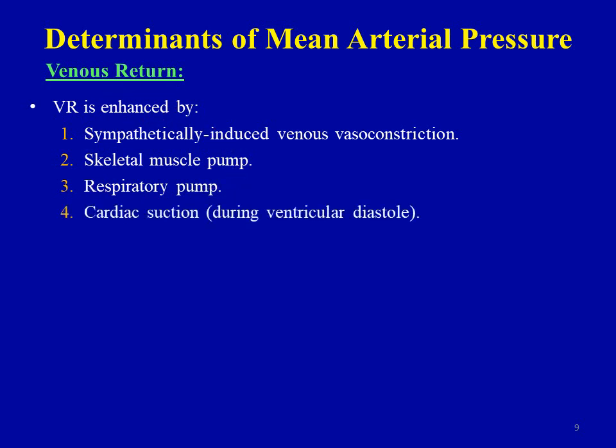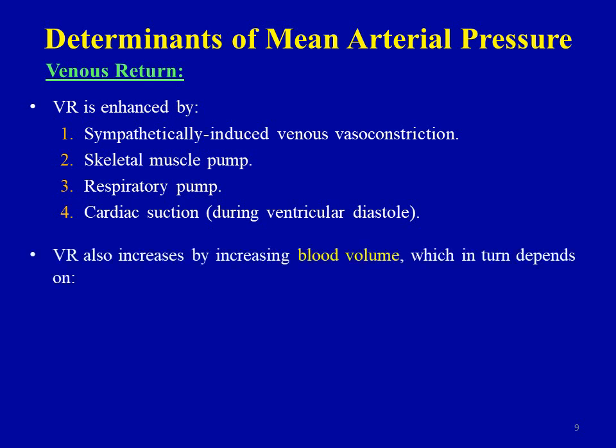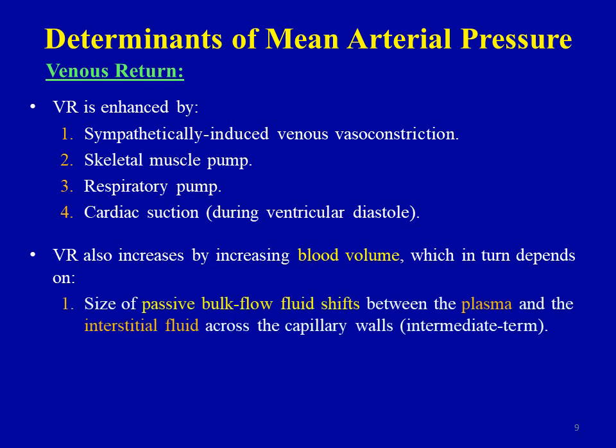Also, as I said, the cardiac suction, and this is during ventricular diastole, especially during excessive or vigorous exercise. And venous return can also be increased by increasing the blood volume, which in turn depends on two factors. As I said, the size of passive bulk flow fluid shifts between the plasma and the interstitial fluid across the capillary walls. And this is considered an intermediate controller of mean arterial pressure, as we'll see in one of the coming slides.